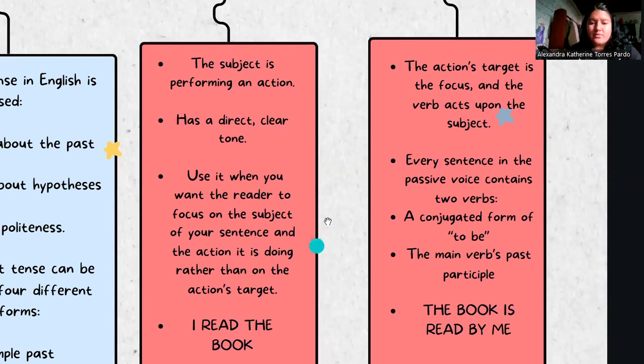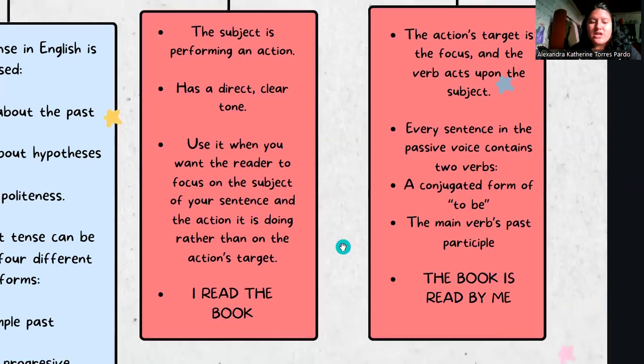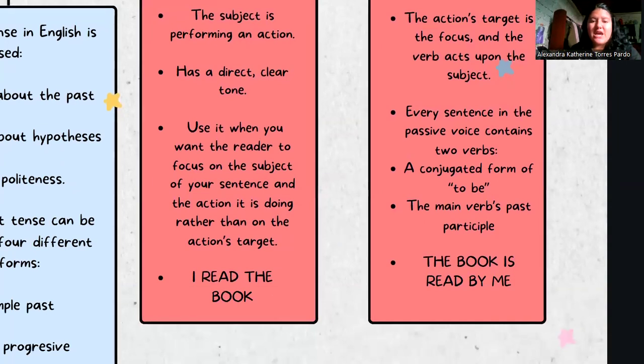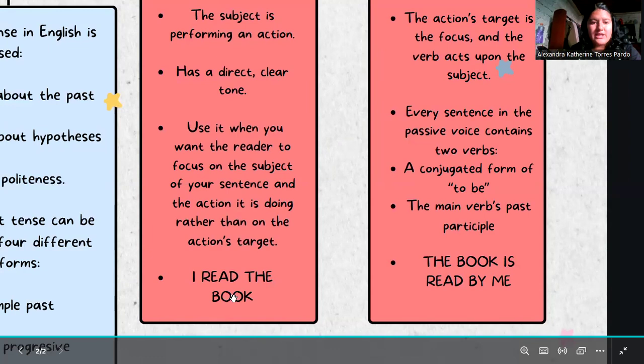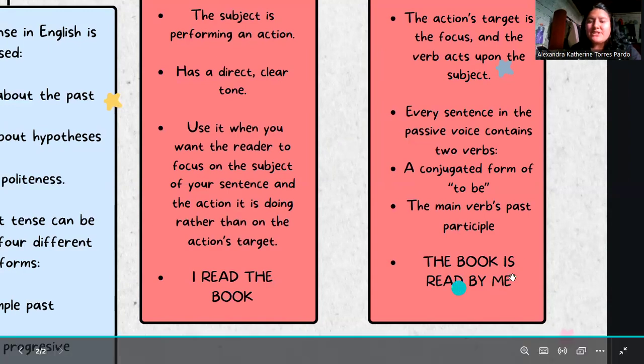For example, you can see there in active and passive voice two examples. In the first, the sentence, I read the book, is in the active voice because the subject I performs the action of reading and the direct object, the book, receives the action of reading. In the sentence, the book is read by me, the book is the subject, is is a conjugated form of to be, read is the past participle of the main verb, and by is the preposition.